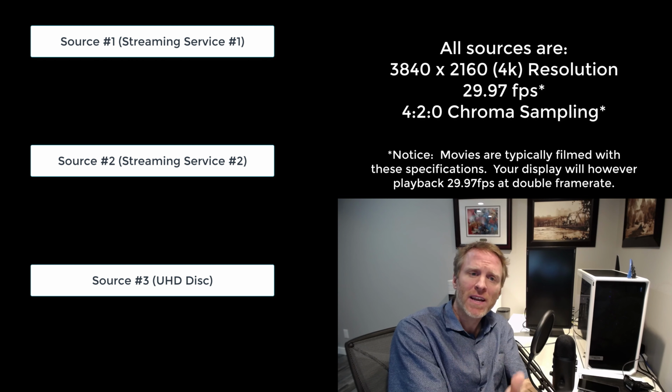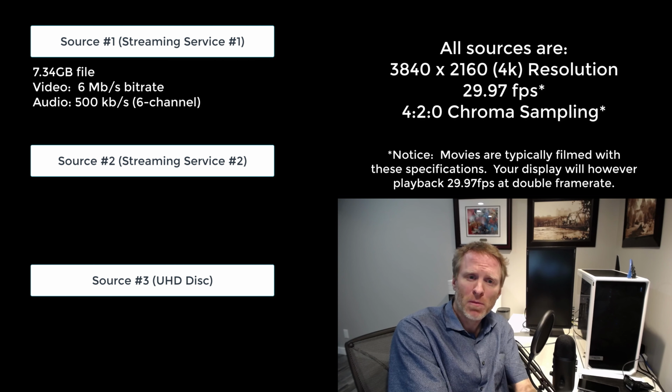Okay, so to get into it, Source 1 is a 7.34 gigabyte file that's sourced from a streaming provider. The video is said to have a bit rate of around 6 megabits per second. The audio has 6 channels and a bit rate of 500 kilobits per second.